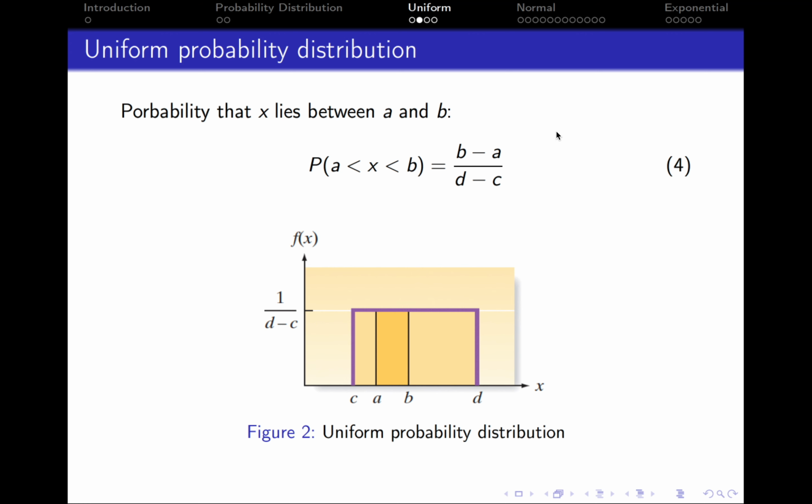To calculate the probability of x being within this rectangle, we subtract a from b and divide this difference by the difference between d and c. And in this way, we get the probability that x, some random variable, lies between a and b. As you can see, the height of this probability density function is 1 divided by d minus c. Actually, this is not very important. What is more important is this interval, the small interval and the big interval.